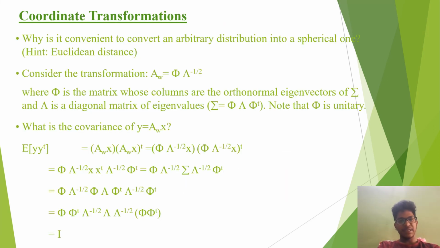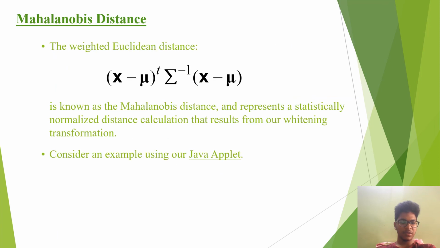Coordinate transformations. Why is it convenient to convert arbitrary distributions to spherical ones? Hint: Euclidean distance. Consider the transformation A omega, A_w is equal to phi lambda to the power minus 1 by 2, where phi is the matrix whose columns are the orthogonal eigenvectors of sigma, and the derivation is as follows.